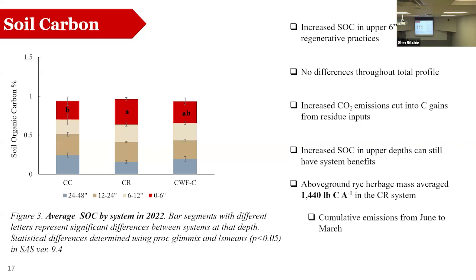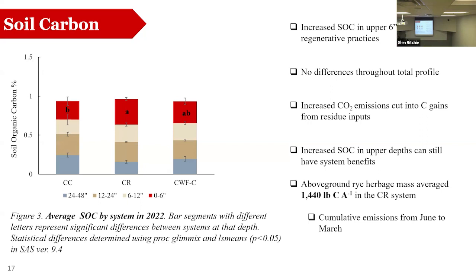So if you look at the actual numbers, our above ground rye herbage mass is averaging about 1,400 pounds of carbon per acre each year. But if you look at those cumulative carbon dioxide emissions, the amount of carbon we're losing is actually double this number from June to February. And you might think that doesn't make any sense.